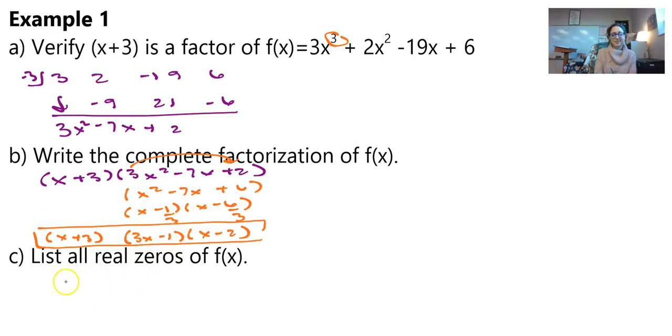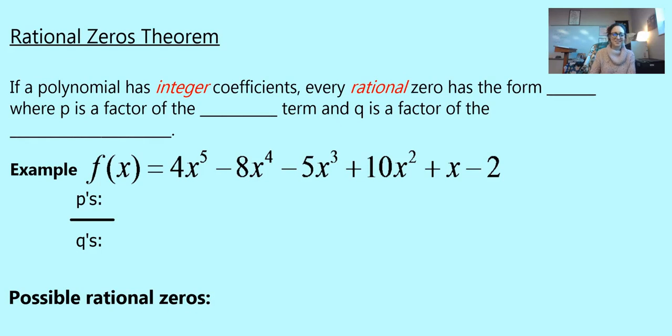So the last part says list all real zeros. Well, remember, a 0 is a value you put in for x that makes the whole thing 0. When it's factored, those zeros are easy to find because you just go through each factor and make that factor 0. So go ahead and list the zeros for me based on the factors. Hit continue when you're ready to check. All right, so setting those individual factors equal to 0, we should get x equals negative 3, positive 1/3, and positive 2.